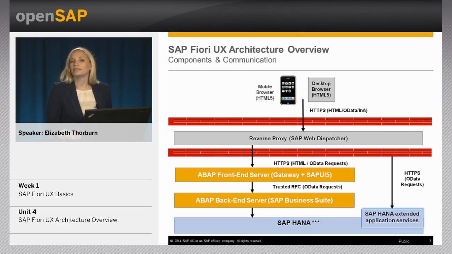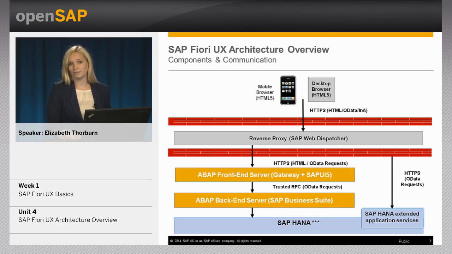In order to transfer application data and security credentials within your Fiori system landscape, communication must be established to the various servers using different communication channels and protocols. Let's talk this through by first focusing on the transactional app type. The client communicates directly with the ABAP front-end server by issuing HTML and OData requests through an established HTTPS connection. Data and services from the ABAP backend server are provided to the ABAP front-end server through OData services. Communication between the ABAP front-end server and the ABAP backend server is achieved through a trusted RFC connection.